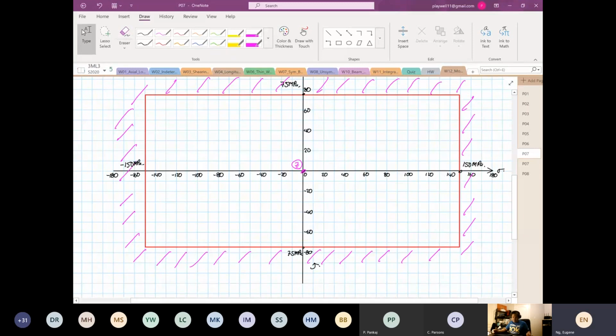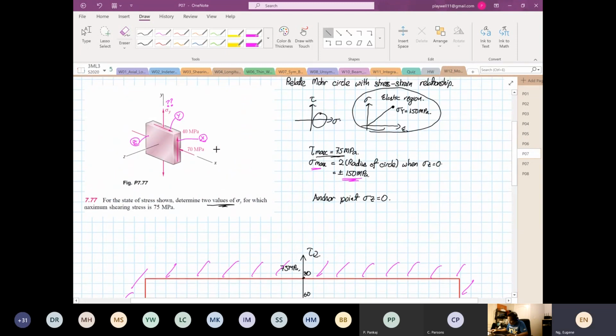Now, the next step is still the same. Nothing changes. I'm still going to do what I've done in the past 5 pages. So we are going to draw our, so it's going to be minus 70.